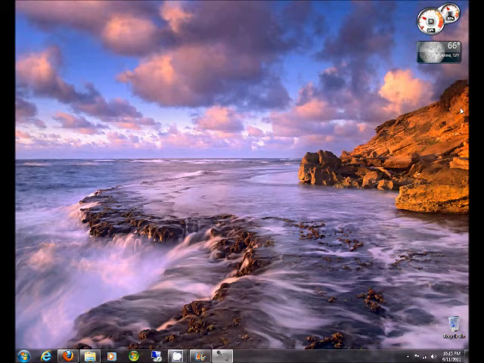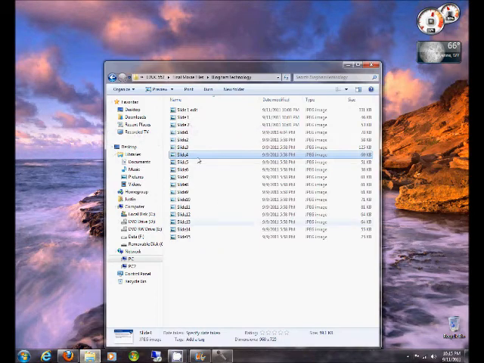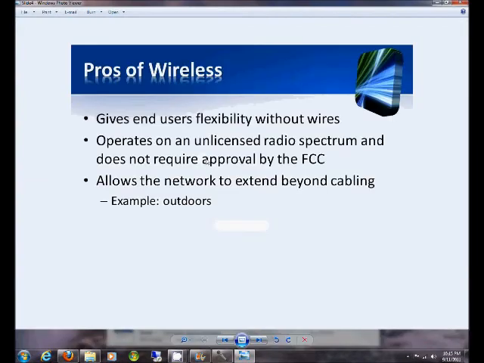Now let's take a look at the pros and cons of wireless technology. So at first we'll start out with the pros. It gives end users flexibility without wires. It operates on an unlicensed radio spectrum and does not require approval by the FCC. It allows the network to extend beyond cabling and go outdoors. Wireless technology has really revolutionized the technology field.